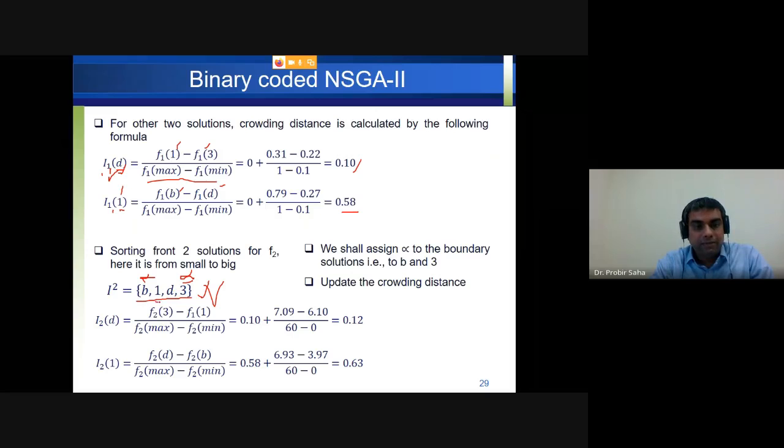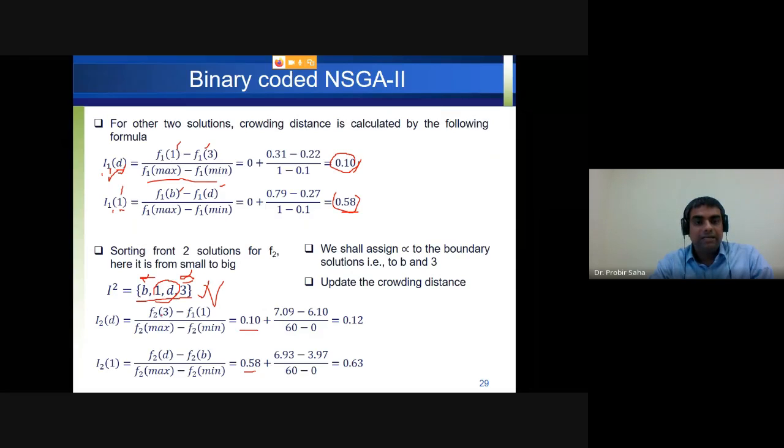Now again, I have to find out the crowding distance for this. So one crowding distance I have found out for function 1, and another crowding distance I have to find out for function 2. But whatever crowding distance I have already obtained, I have to carry forward and update it. So this is for F1, and I have to update it for F2. Initially, whatever the value was there, it will be there.